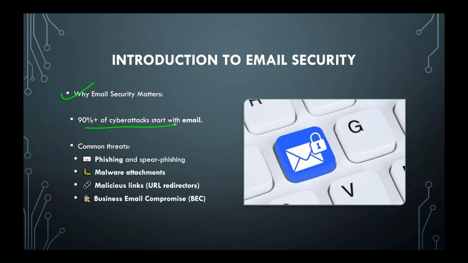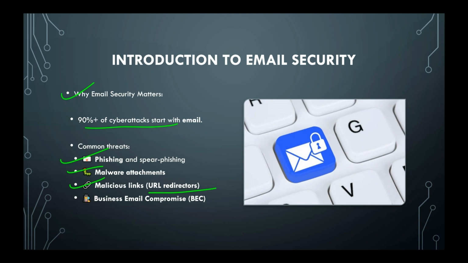So let's talk about the main culprits. First, phishing and spear phishing. These are those tricky emails that pretend to be from your bank, your boss, or Netflix. You click the link and boom, they have got your credentials. Next, malware attachments. That file named invoice.xml is not helping your finance team, it's helping the attackers install malware. Then we have malicious links, the URL redirectors.